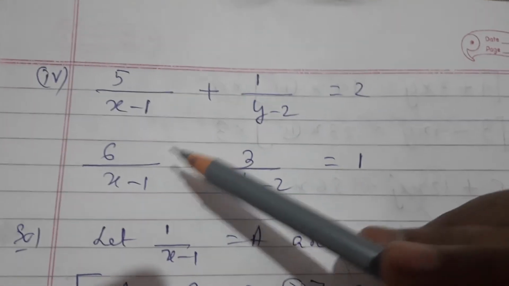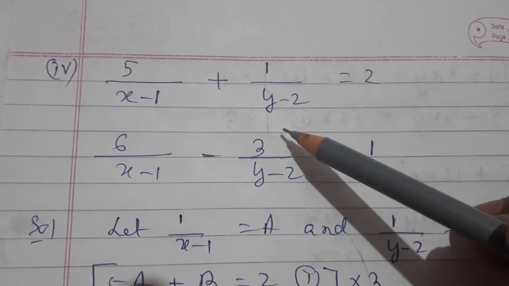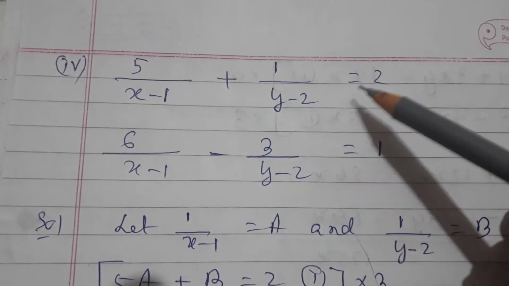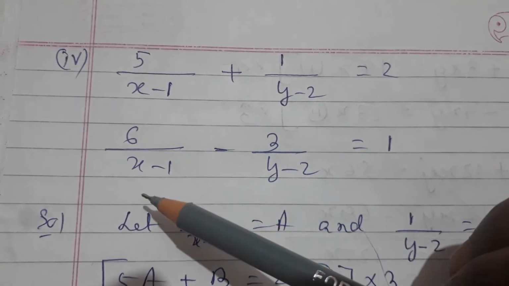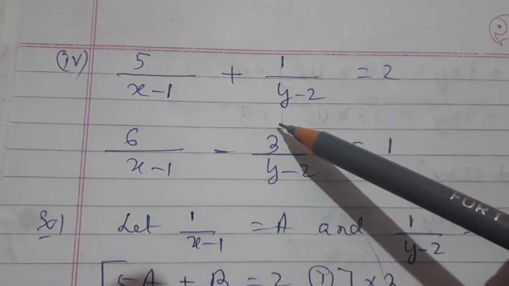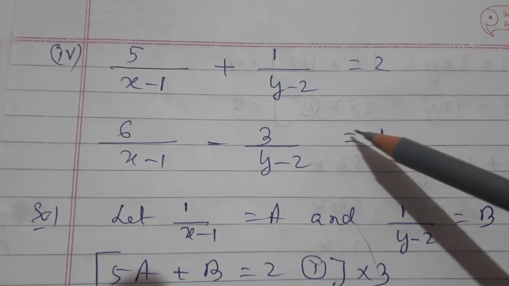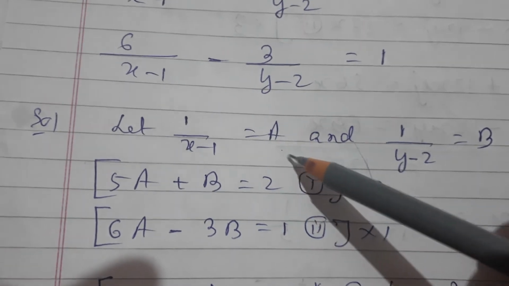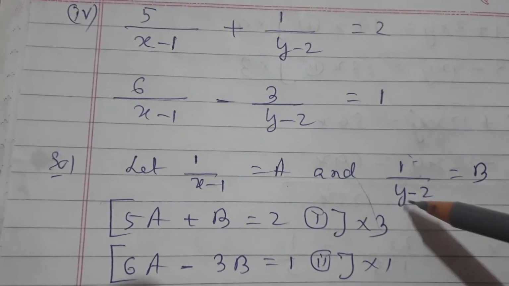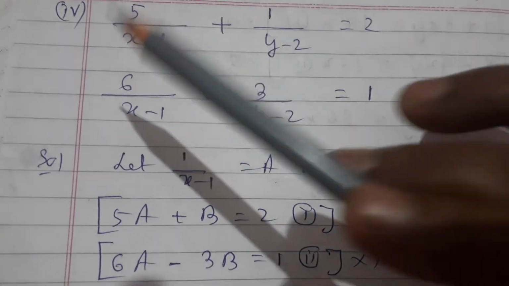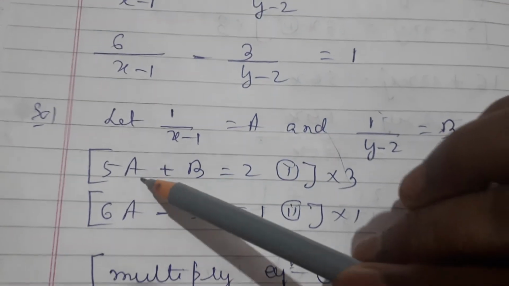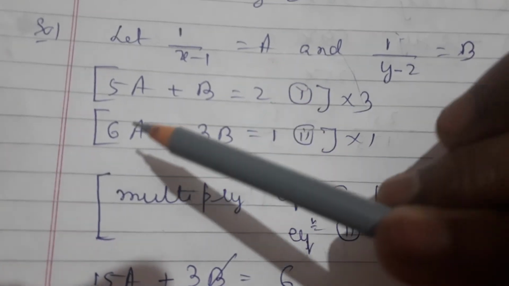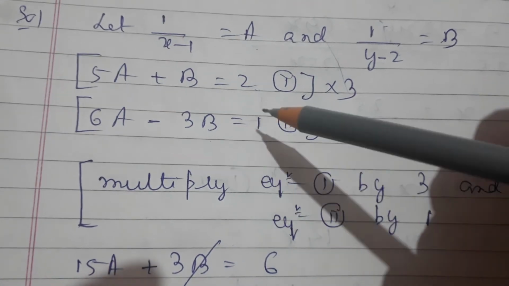5 by x minus 1 plus 1 by y minus 2 equals 2 and 6 by x minus 1 minus 3 by y minus 2 equals 1. Let 1 by x minus 1 equal a and 1 by y minus 2 equal b. So the equations become 5a plus b equals 2 and 6a minus 3b equals 1.